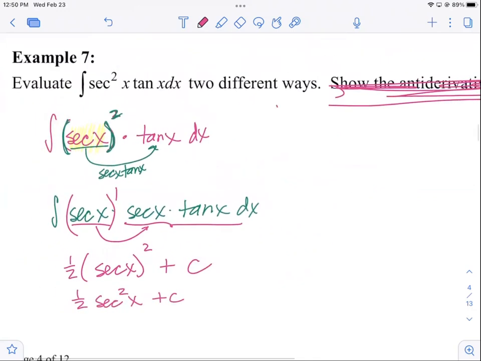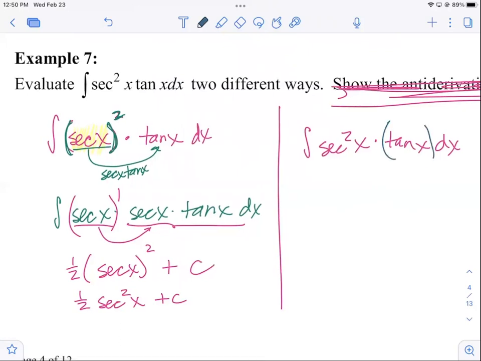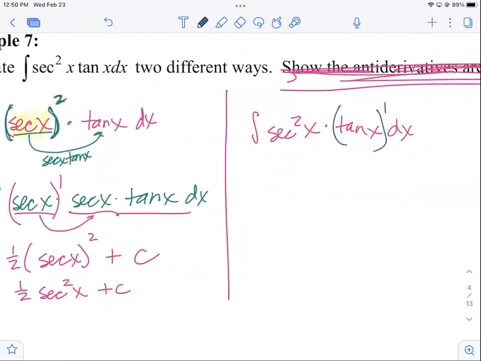But there's another way to do it also as well, additionally too. Secant squared of x times tangent of x. What if we say tangent is actually the inside function? What would it be inside of again? Well, it would be inside something to the first power. That would make tangent the inside function, of course. And then what would the derivative of tangent be? Secant squared. Hot diggity donut.